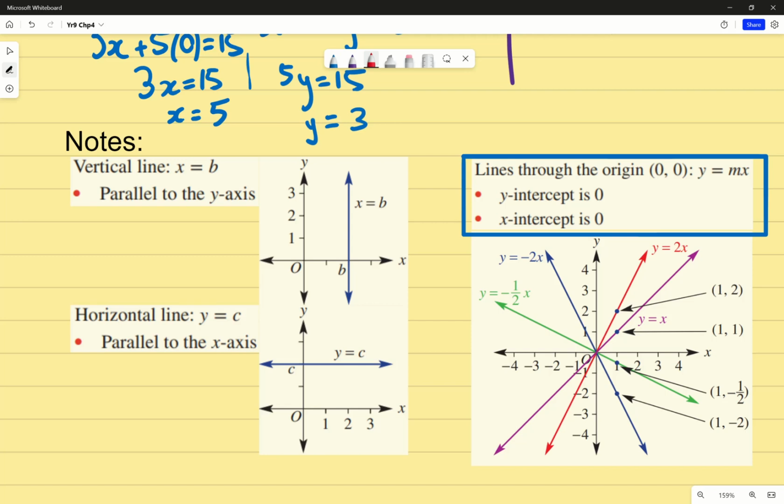So with our vertical line, it's x equals etc. And our horizontal line is y equals etc. Just to be clear, you do not need to draw this big diagram on the bottom right.